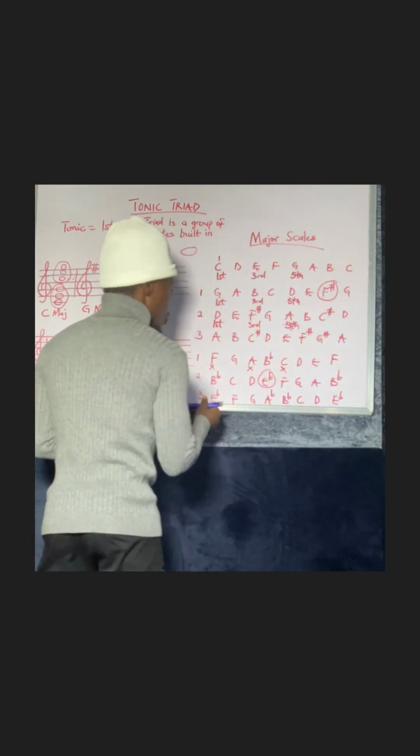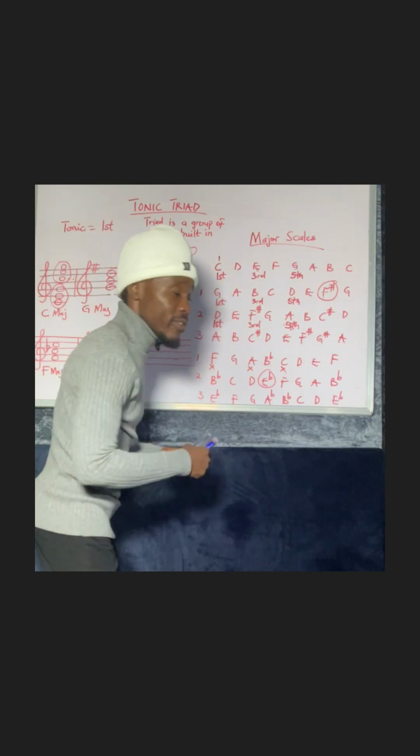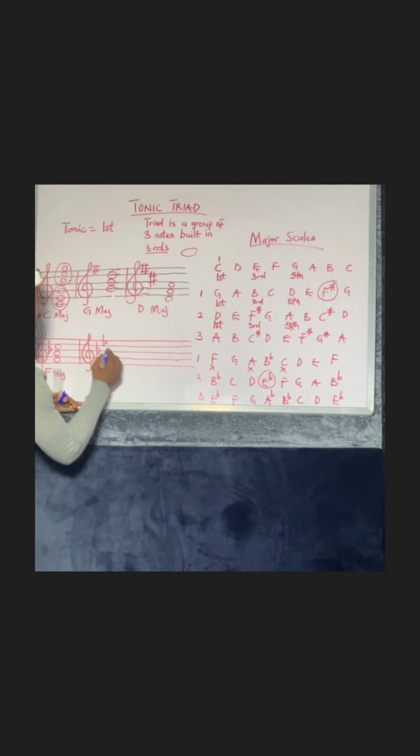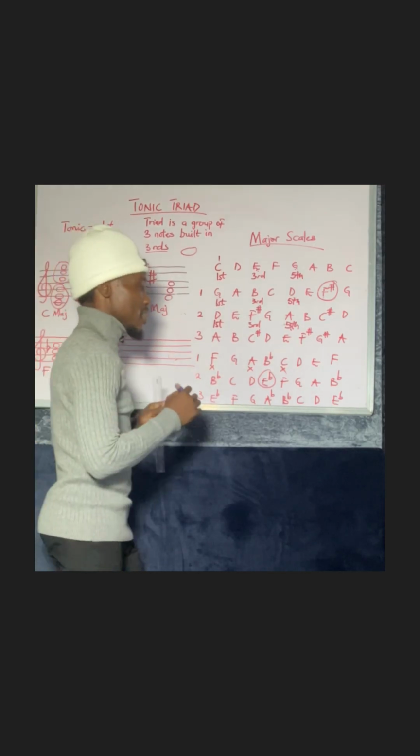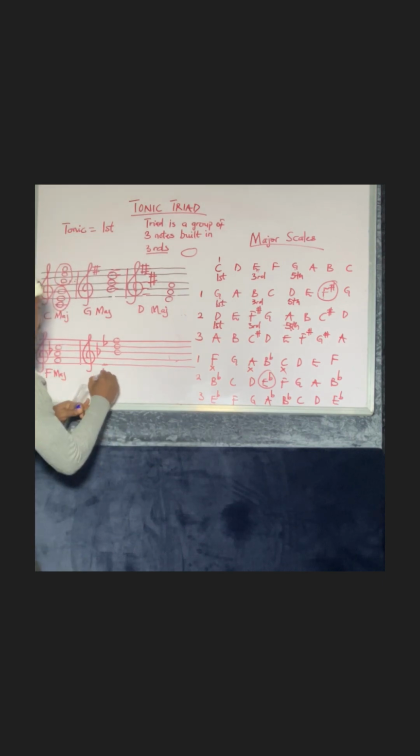So what do we now do? We want to write the triad now. Line 3 is always our B, so line, line, and line. So this is B flat major.